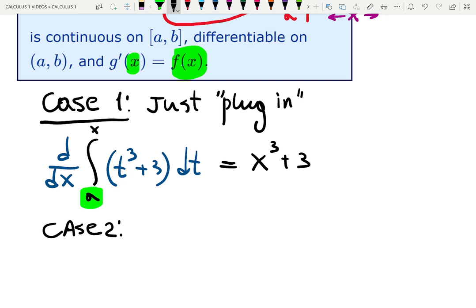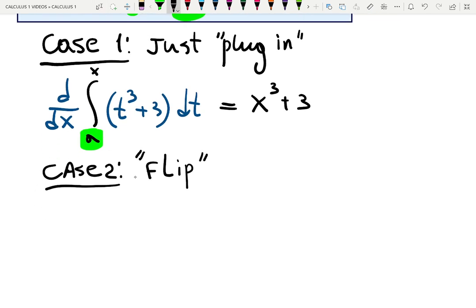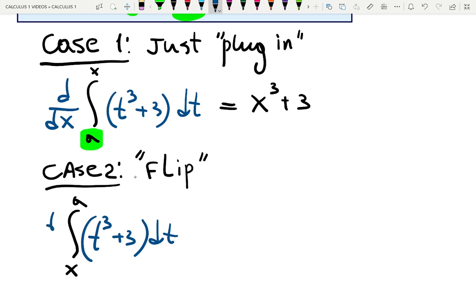Case 2. Let's first switch the sign, or basically flip. Let's put it like, not a professional language here. That's my favorite one, I guess. When you have an integral from x to a, and now I will have the same function, t cubed plus 3 dt, and I'm differentiating that with respect to x. As you can see, how would we take it to case 1? We will flip the integral, so it's going to be from a to x of t cubed plus 3 dt.